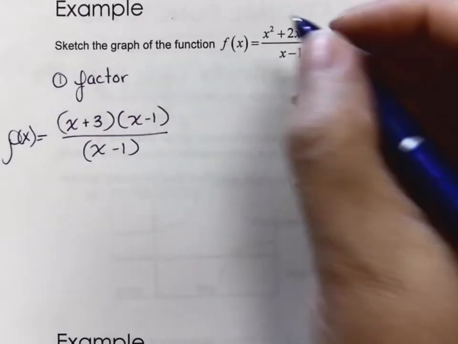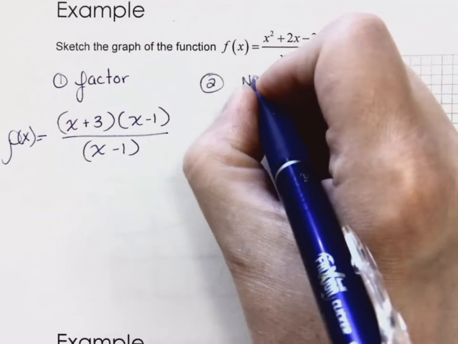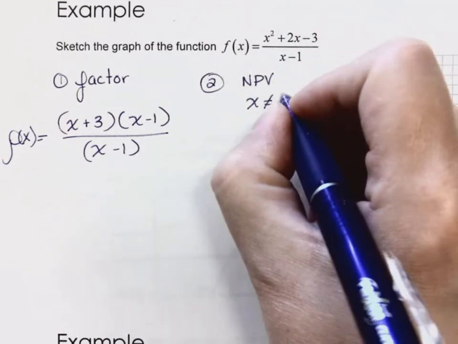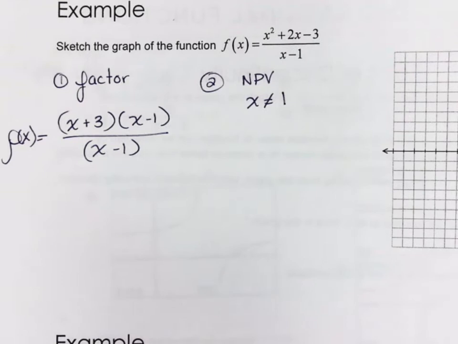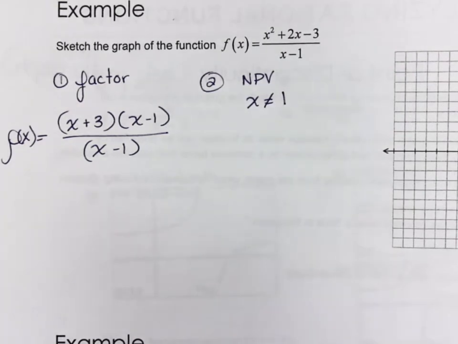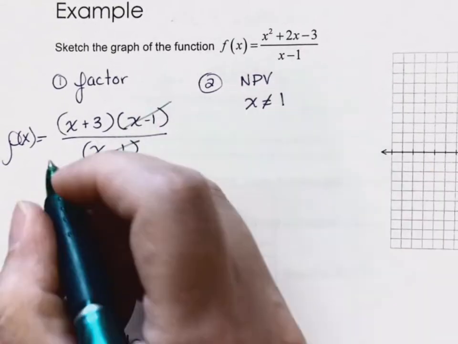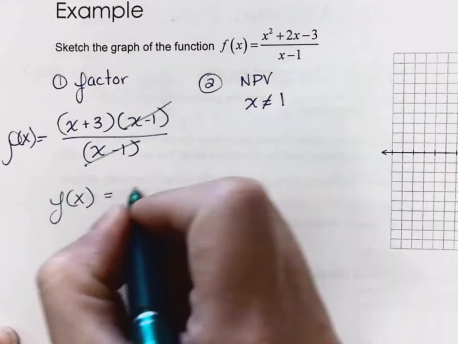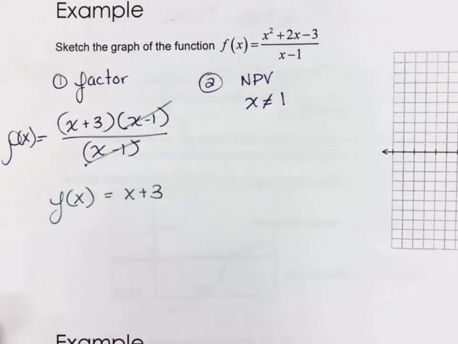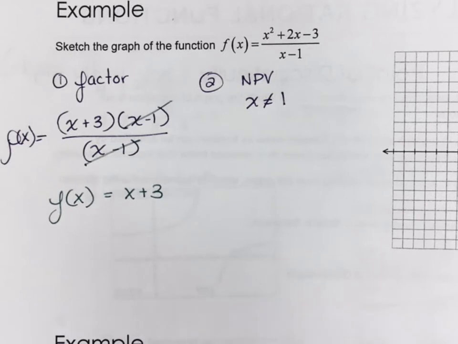Okay, what's step 2? NPVs. So that should be x cannot equal 1. Okay, step 3, simplify. So we've eliminated that, so we don't have an asymptote, but what do we have?